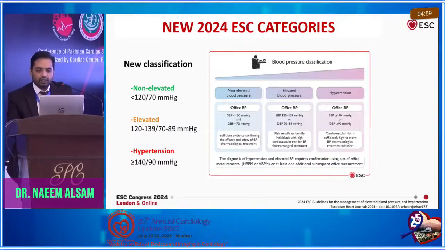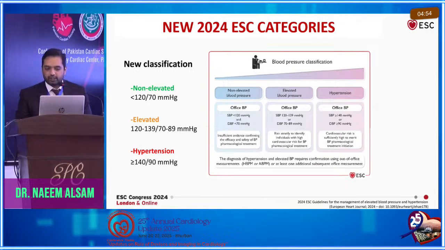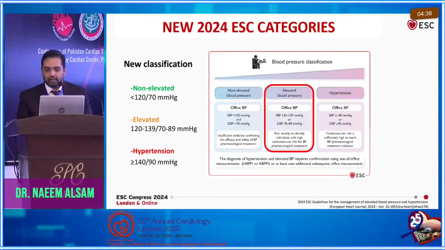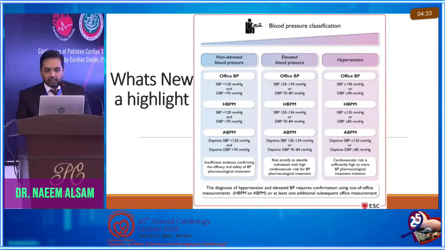For the first and last, there is no need for calculation of cardiovascular risk. In non-elevated, there is no sufficient evidence confirming the safety of pharmacological treatment of BP. Hypertension on its own is a significant cardiovascular risk factor. So we are left with elevated blood pressure, where we have to calculate the cardiovascular risk. These guidelines differentiate between out-of-office and in-office blood pressure measurement for the diagnosis of the 3 categories.